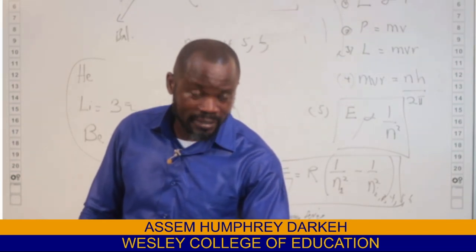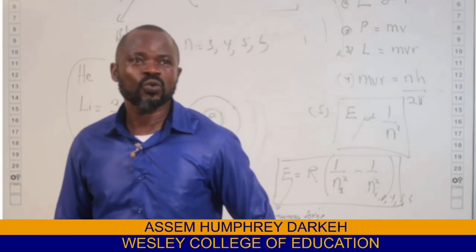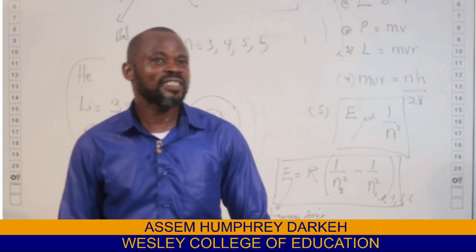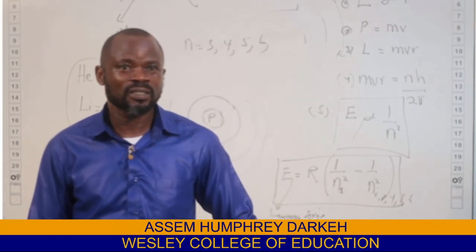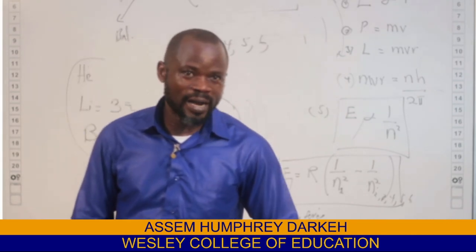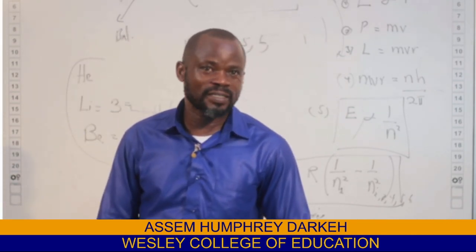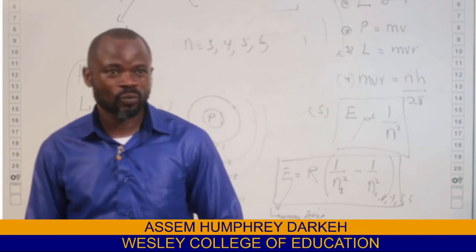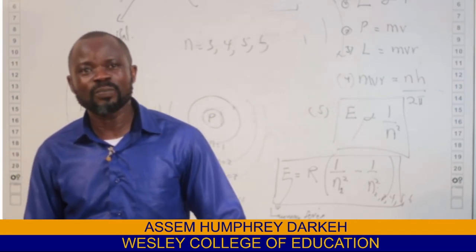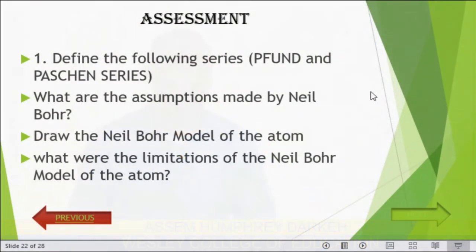As an assignment, you are supposed to look at the definition of the series that we find in the Brackett, Pfund and then Paschen series. Define them. Then what are the assumptions made by Niels Bohr? You should be able to give the answers there. Draw the Niels Bohr model of the atom. And then what are the limitations of the Niels Bohr model of the atom?